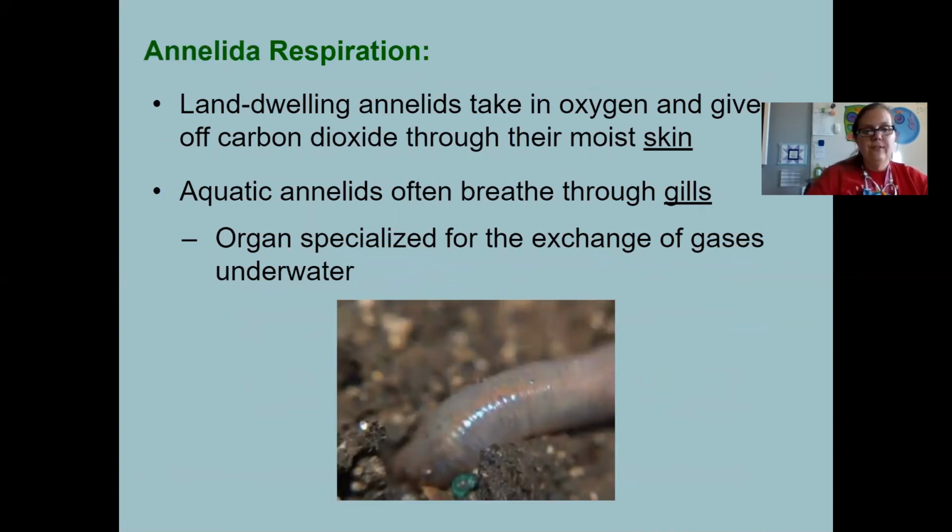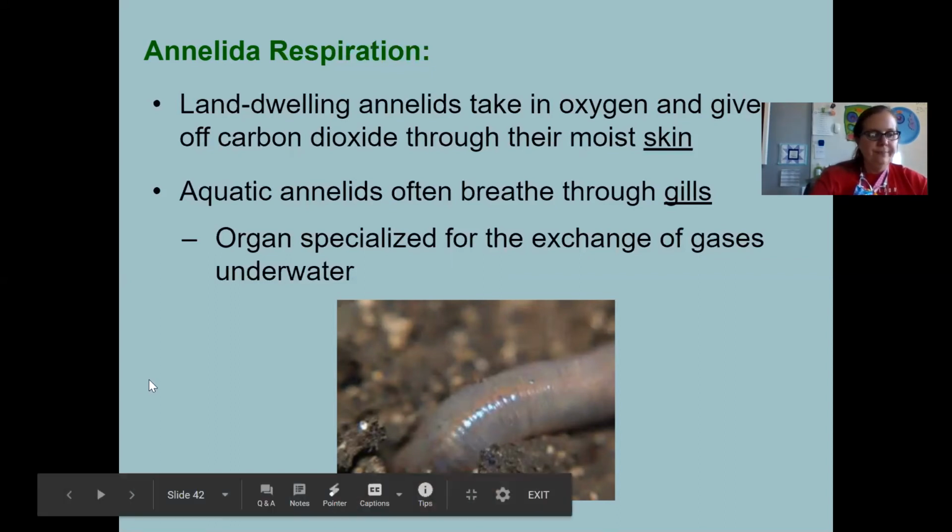We're going to go to slide 15 here. We're going to talk about respiration. Land annelids are going to take in oxygen through their skin. Okay, so it's diffusion of oxygen and carbon dioxide through the skin. If it's an aquatic annelid, they might have gills. The gills are the organs that are specialized for gas exchange, just as our lungs are specialized for gas exchange, but there are no formal lungs or anything like that in an aquatic annelid.